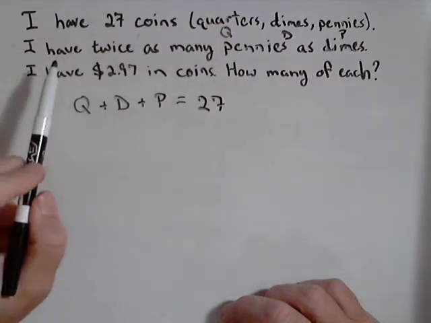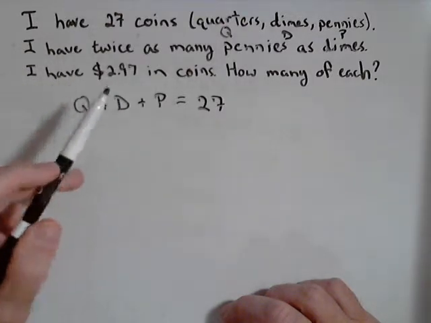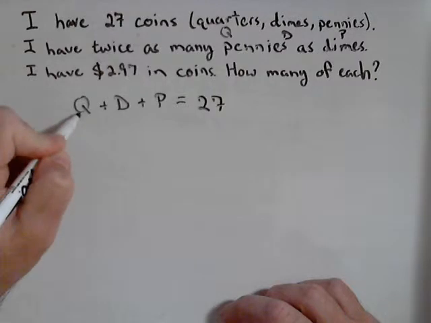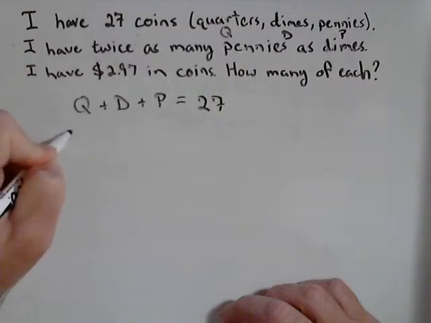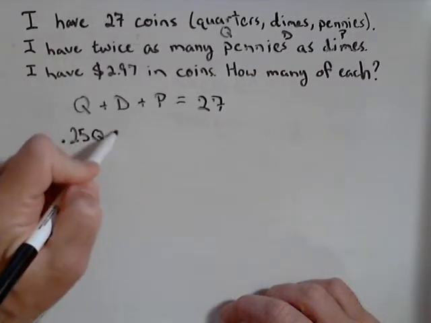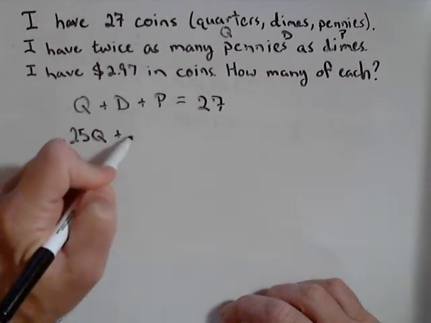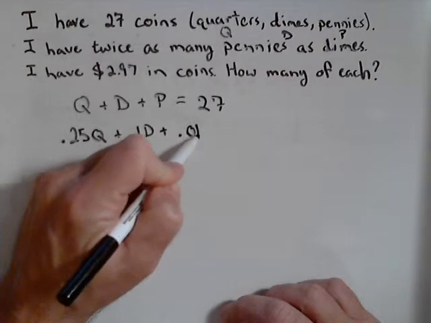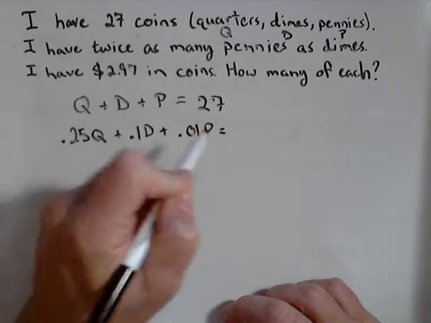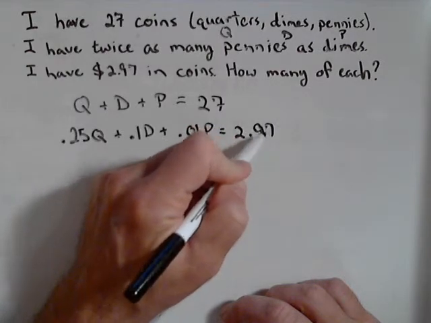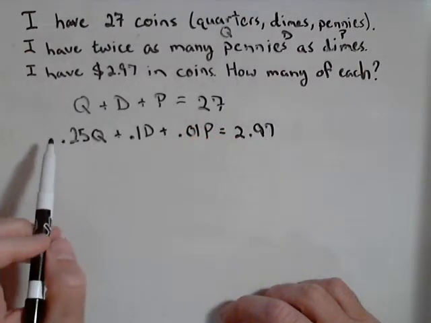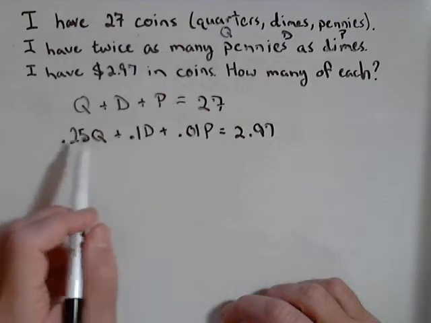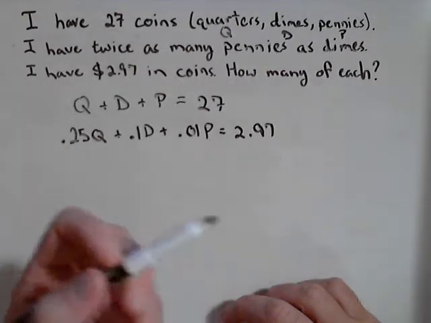Now, I also have what I call a value equation, which is what these things are actually worth. I need to have 297 in coins, so the amount of money I have in quarters is the number of quarters times how much a quarter is worth. So 0.25Q. Same with the dimes. Number of dimes times the amount a dime is worth, so 0.1D. And pennies, remember that'll be 0.01 since we're doing it in dollars right now, equals 2.97. Okay, now if you don't want to deal with decimals, multiply the whole equation by 100 and you'll have 25Q plus 10D plus P equals 297.